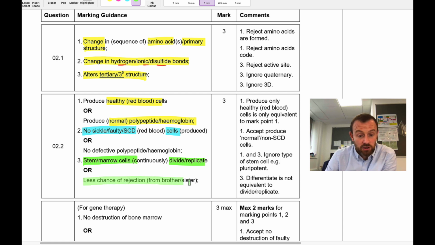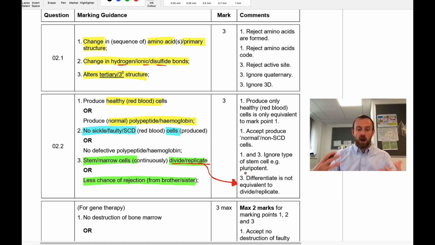Oh, this one, I would have got this mark actually: less chance of rejection from brother and sister. But the language I used here was not what they were looking for. We need to say divide or replicate. It's not the same as differentiate. The stem cells do both. They differentiate and divide and replicate. They do all of those. But this question was looking for the production, the replication, not so much the differentiation.